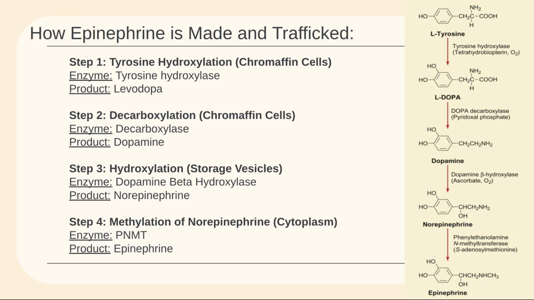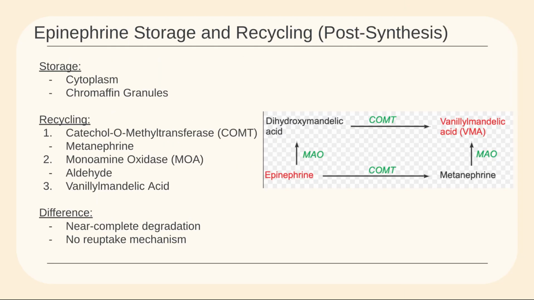Next, dopamine is converted to norepinephrine by the enzyme dopamine beta hydroxylase and then transported into storage vesicles via the vesicular monoamine transporter. Lastly, norepinephrine moves to the cytoplasm where it is methylated into epinephrine by the enzyme PNMT.